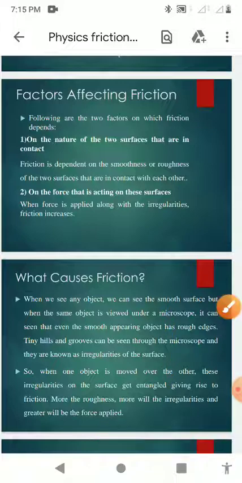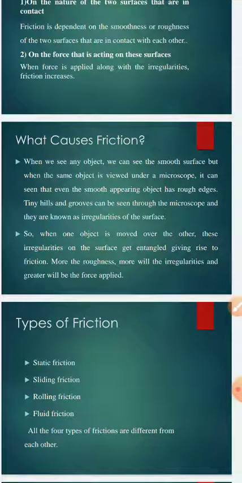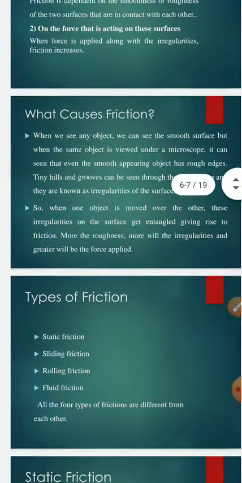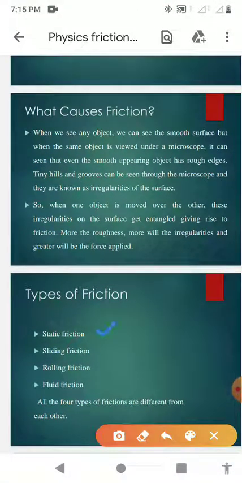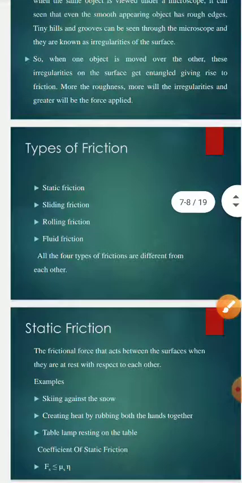Then we will see the classification of friction. There are various types of friction, but basically friction is classified into 4 types. The first one is static friction, the next is sliding friction, the third one is rolling friction, and the fourth one is fluid friction. When we discuss these types of friction, they are all different from each other. Now we will see how they are different. We will start first with static friction.